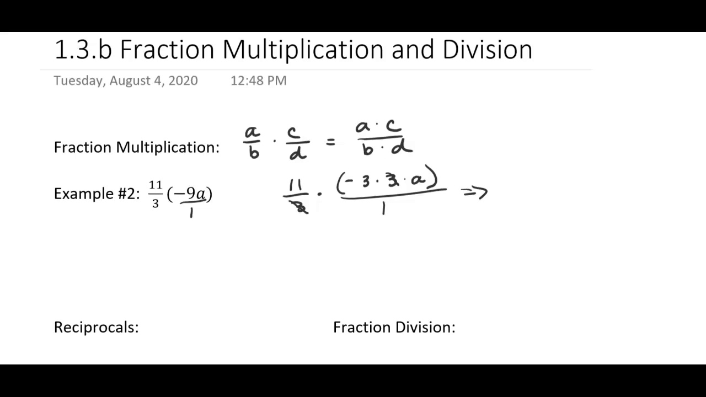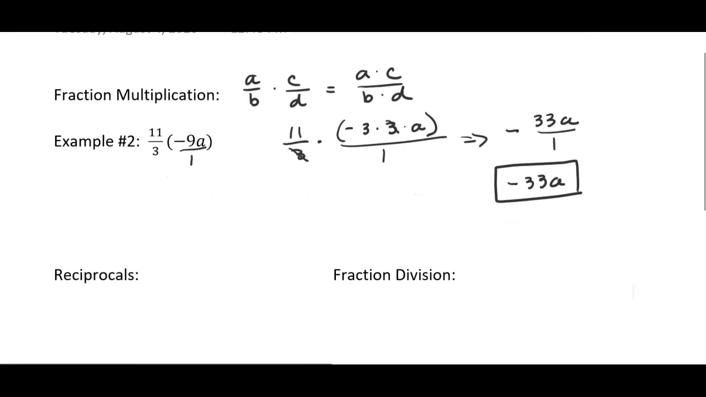Okay, so I can cancel this 3 with this 3, and then I can multiply what's left. I'm going to get a negative answer because I have a negative times a positive from the beginning. And then 33a in the numerator over 1. Now we wouldn't usually write it that way. Because it's a 1 in the denominator, we would just write negative 33a. Now you may be wondering about that negative sign, and where it goes when we're working with fractions. I'm going to talk about that. I think it's coming up in a little bit.